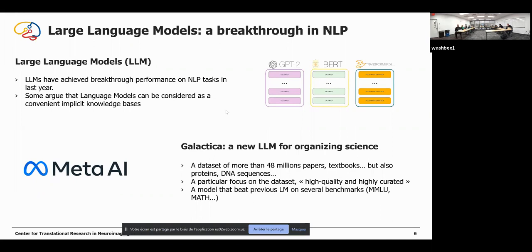Just a quick overview before going into detail. It's an LLM using a large dataset of more than 60 million documents, and they try to focus on high quality and highly curated data. And you see that this model seems to beat previous large language models on the usual benchmarks.